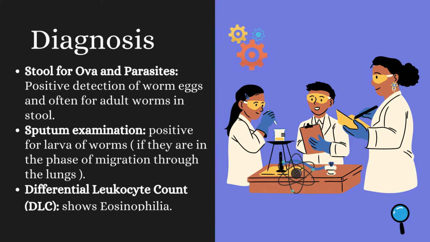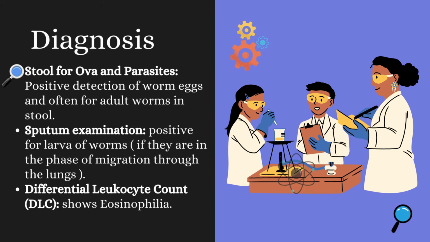repeats again. Diagnosis. The following lab tests confirm it: stool for ova and parasites. It shows positive detection of worm eggs, and often adult worms in stool. Sputum examination. It is positive for larvae of worms, if they are in the phase of migration through the lungs. Differential leukocyte count, DLC, shows eosinophilia.